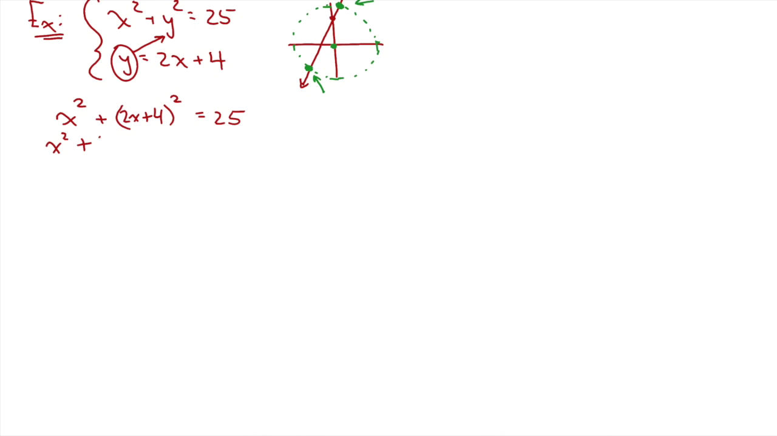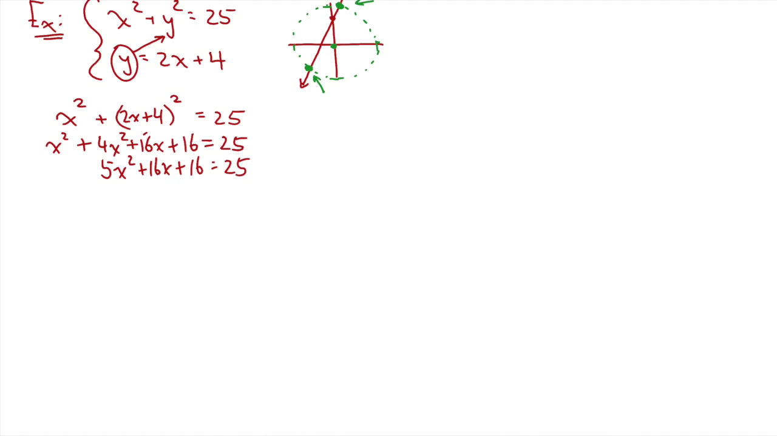So this becomes x squared plus, what's 2x plus 4 all squared? 4x squared plus 8x and another 8x, so this would be 16x, plus 16, is equal to 25. All right, how would you solve that equation? You combine all my terms. So this becomes 5x squared plus 16x plus 16 is equal to 25.